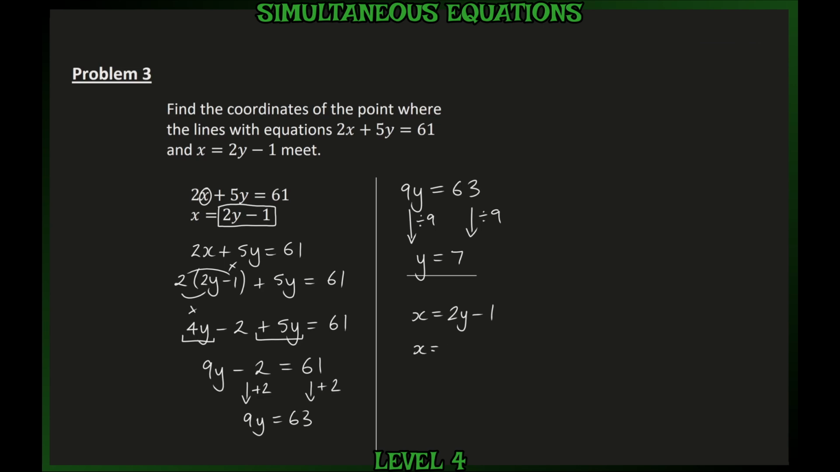So x is equal to 2 times 7 minus 1. 2 times 7 is 14, so this becomes x equals 14 minus 1, and 14 minus 1 is 13, so x is equal to 13. Now we need to write this as a coordinate, and so we know that these two lines are going to meet at the point where the x coordinate is 13 and the y coordinate is 7. So the point 13, 7 is our final answer to this problem.